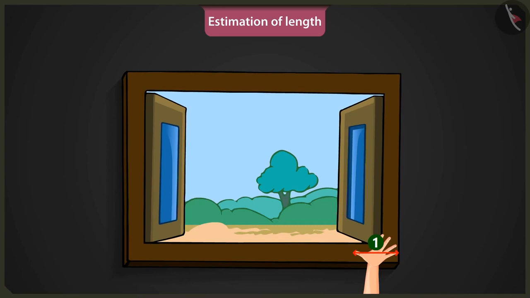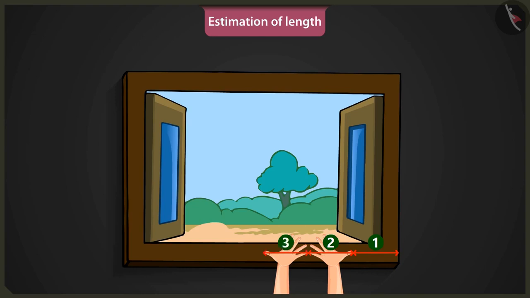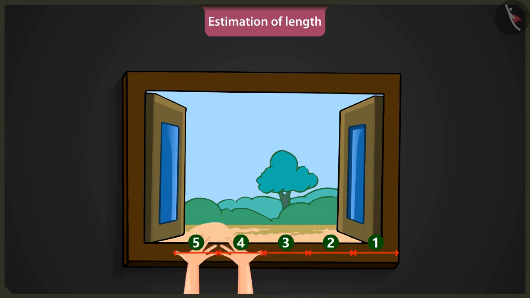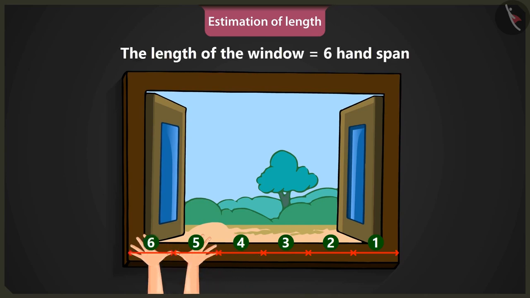This is one hand span long, and now I will place the left hand touching the right hand, that makes 2 hand spans. Now I lift the right hand and place it forward, touching the left hand. This is 3 spans long. Now I will repeat the process till I reach the end of the window. Like this, the length of the window is 6 spans of my palm.